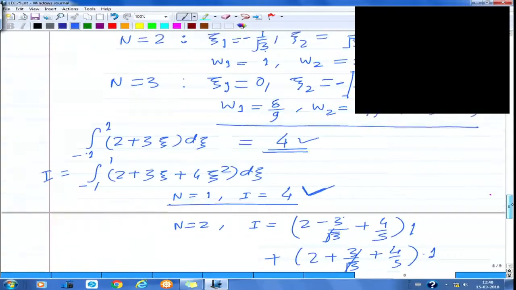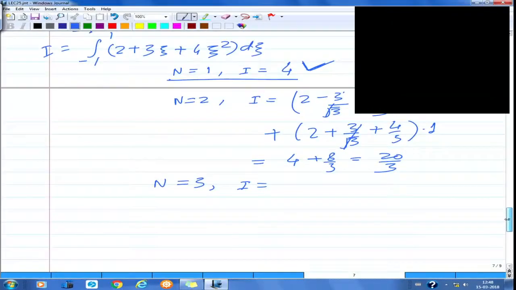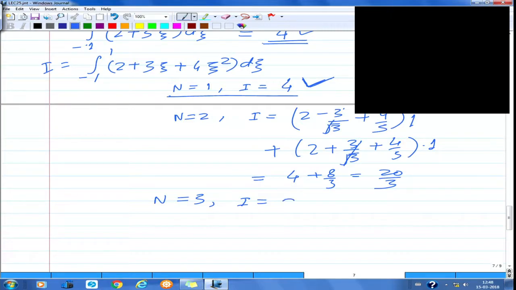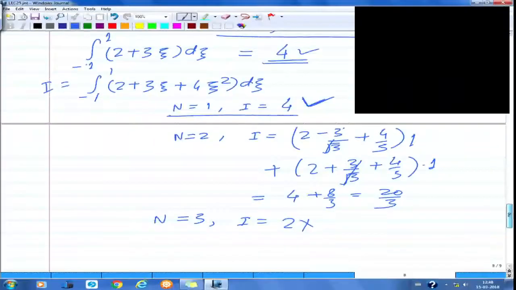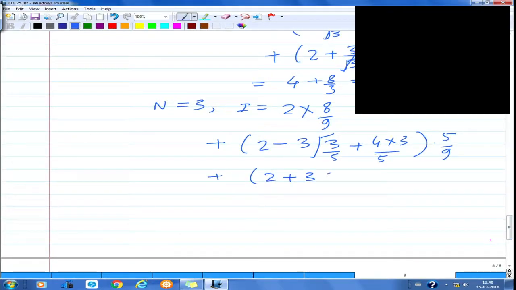N equal to 3 means now you are going to use 3 Gauss points: xi 1 equal to 0, xi 2 minus square root 3 by 5, and plus square root 3 by 5. So if you do that, at 0 of course you get 2, and into the corresponding weight factor is 8 by 9. Then the whole function is evaluated at, so this will be 2 plus 3, no, minus again, because one Gauss point is negative. So this is 3 into root 3 by 5 and plus 4 into 3 by 5, into this value 5 by 9, the weight factor. Plus here you will get 2 plus 3 into root 3 by 5 and plus again you get 4 into 3 by 5 into 5 by 9.